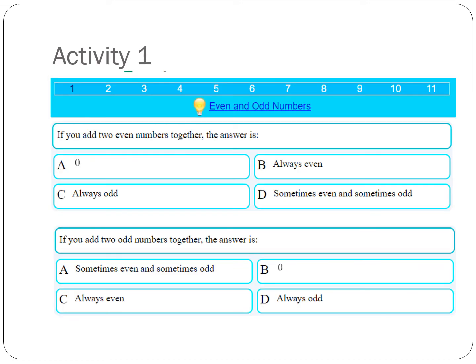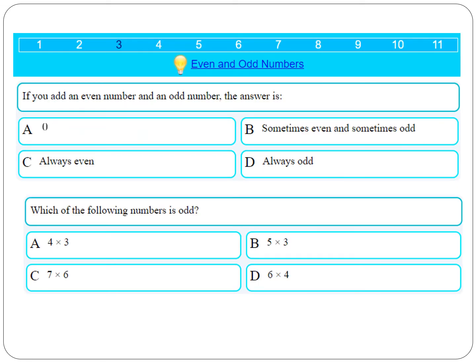Let's look at the answers. Number 1. If you add 2 even numbers together, the answer is B, always even. Number 2. If you add 2 odd numbers together, the answer is C, always even. Question number 3. If you add an even number and an odd number, the answer is D, always odd.